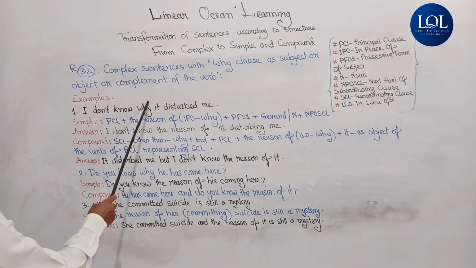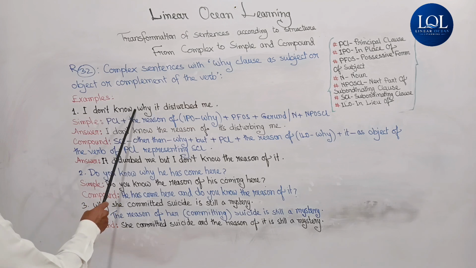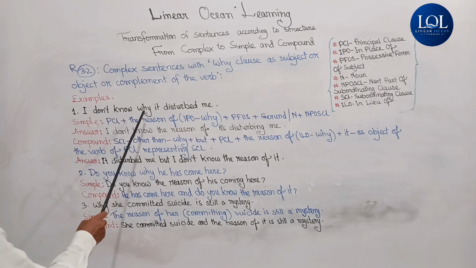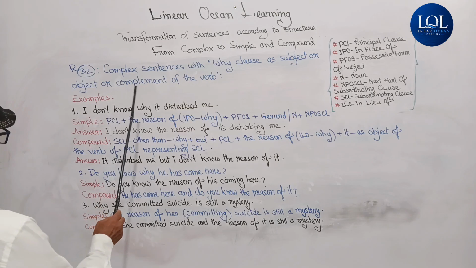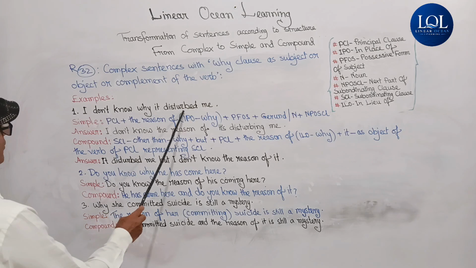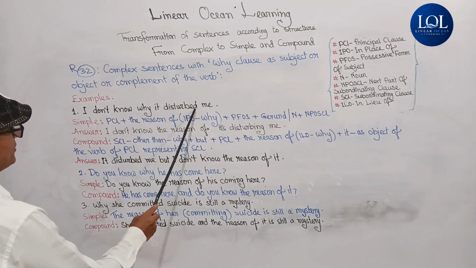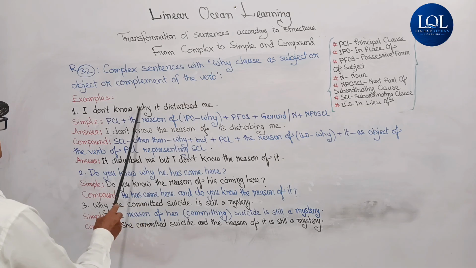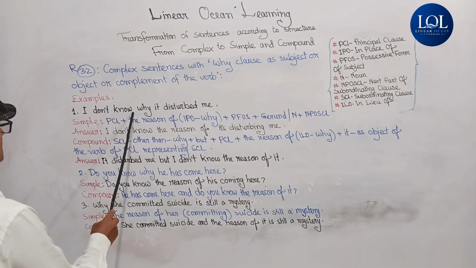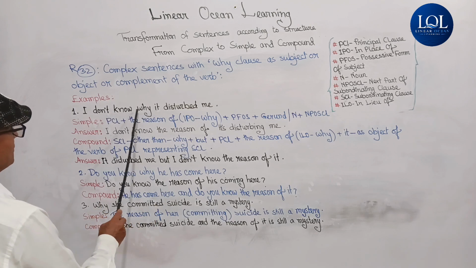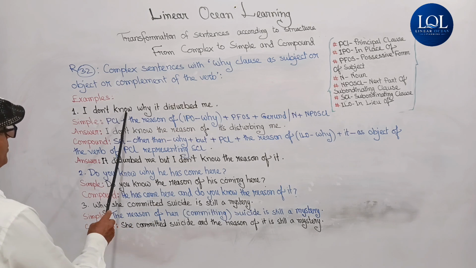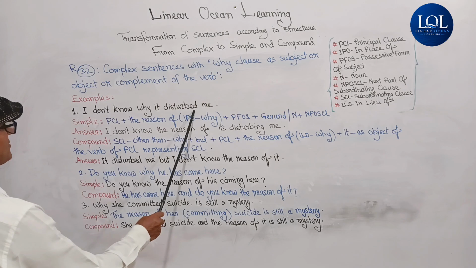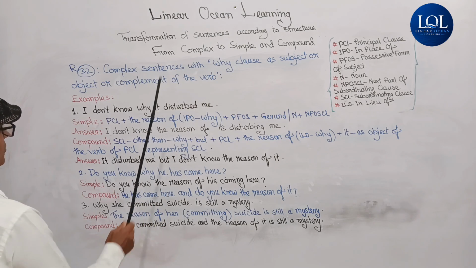But if why, how, when, where join two clauses, they are relative adverbs. So long as "why it disturbed me" is a subordinating clause, but if the why clause acts as the object of the verb, then it is a noun clause. "I don't know" is the verb and its object is "why it disturbed me", so it's a noun clause. This is a subordinating clause and at the same time a noun clause.